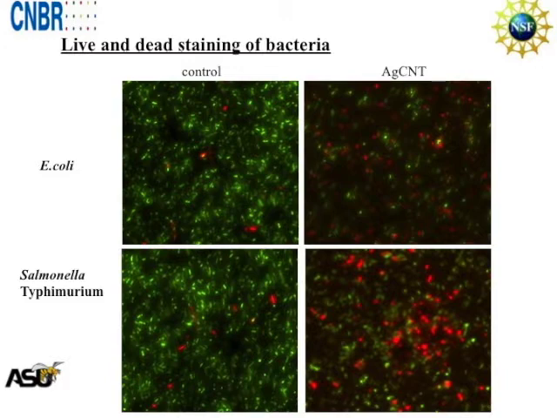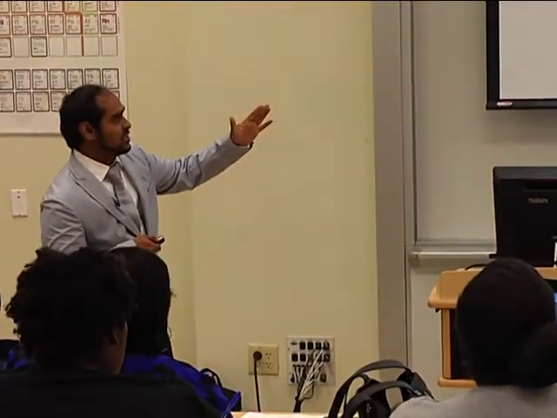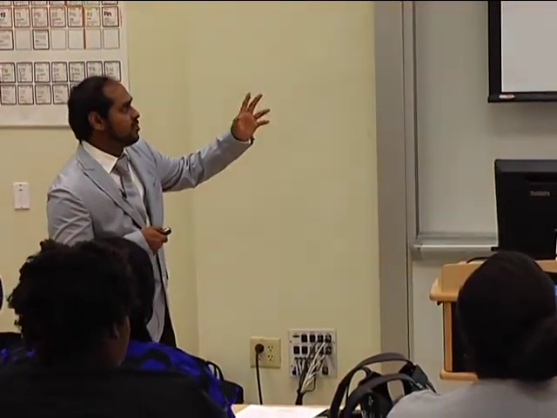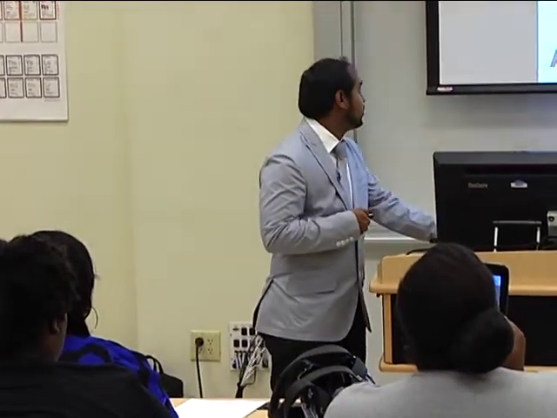So this is the E. coli control, which has not been treated, and this is E. coli treated with silver CNT. As you can see, the number of dead cells is more in the treated samples.